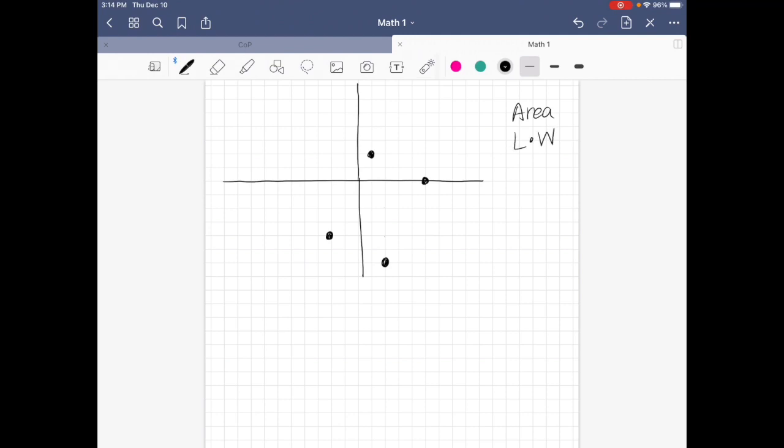So remember, to find the area, we need to do length times width, because we have this rectangle. So we need to find the length, and we need to find the distance of the width. If you remember when we talked about this in terms of the Pythagorean theorem, you're going to make a right triangle that connects to the side you want to find. So this is a distance of 2, and this side is a distance of 4.